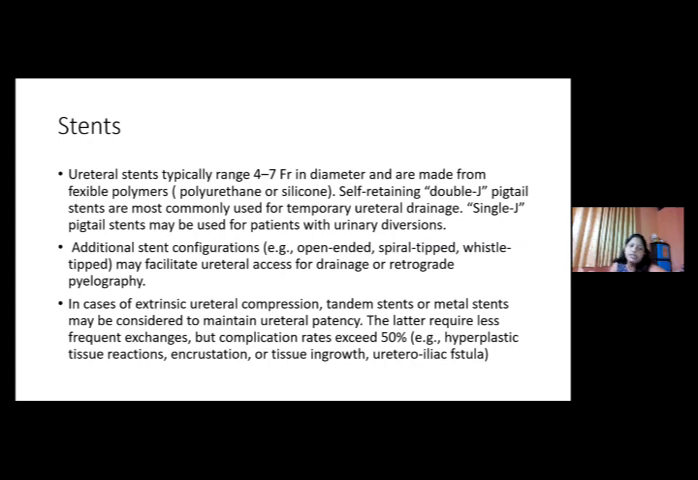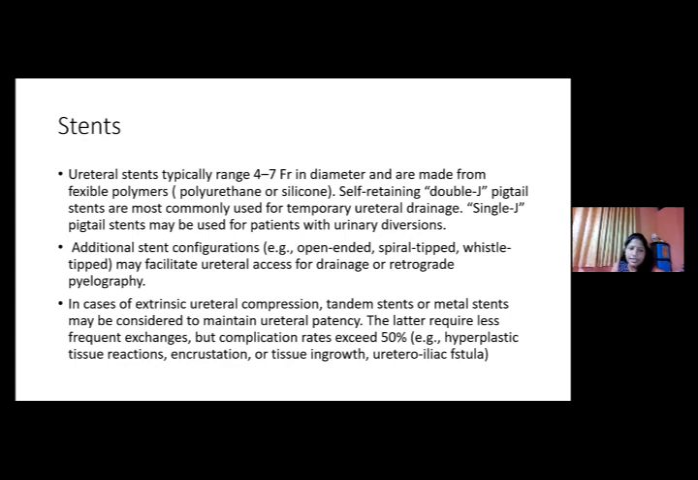So coming to stents. Stents are commonly used accessories. Ureteral stents typically range from 4 to 7 French in diameter. They are made of flexible polymers, which can be polyurethane or silicone. And we have the double J stent, pigtail stent, and the single J stent. And we have open-ended, spiral tips and whistle tips. And again, it can be inserted as therapeutic or prophylactic.